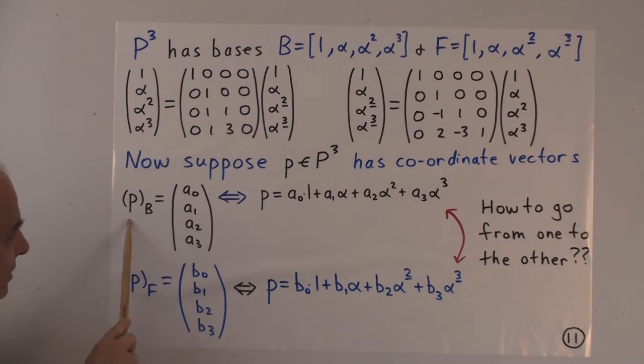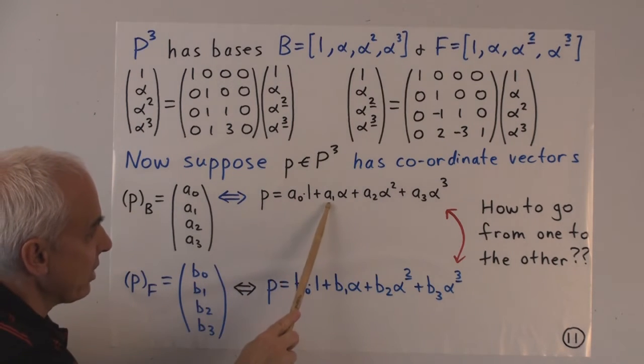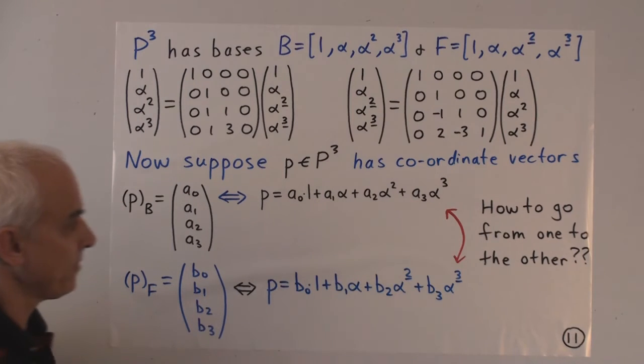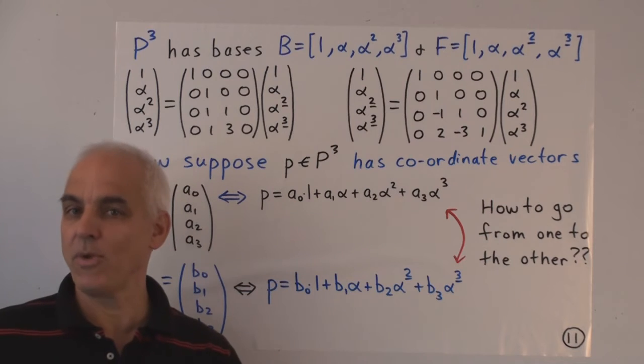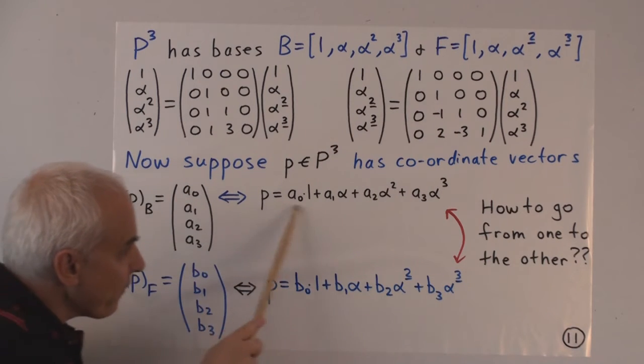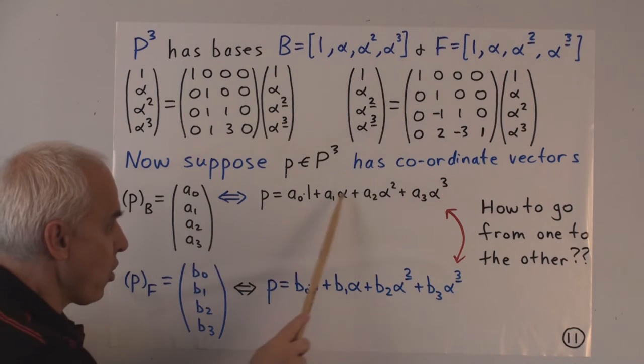So suppose that when we write P in terms of the B basis, the coefficients are A0, A1, A2, and A3. So that's just the ordinary representation of the polynomial the way we usually write it. These coefficients in a vector form the coordinate vector for the polynomial with respect to the basis B. And we'll write this as the coordinate vector of P with respect to the basis B. It's actually a vector of 4 numbers representing the 4 coefficients.